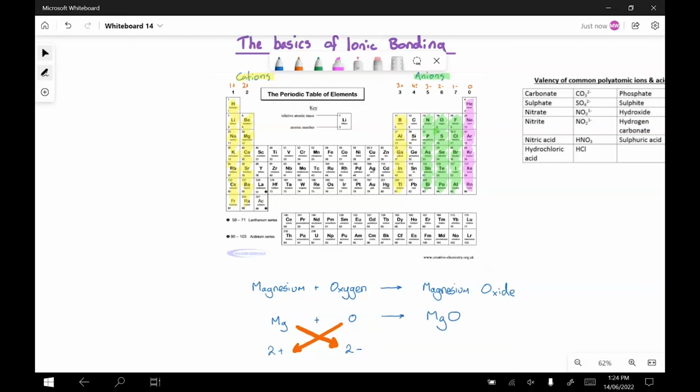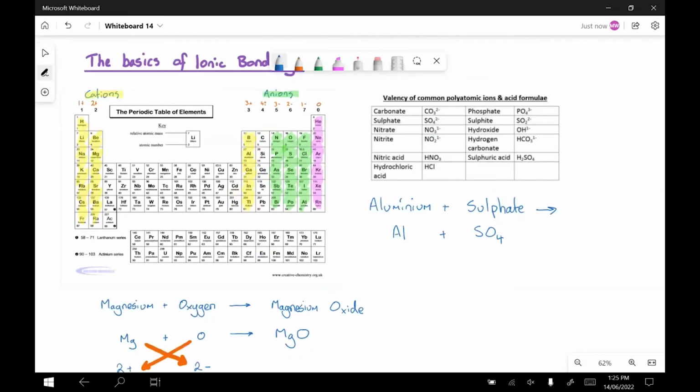Let's have a look at another example. This time we'll have a look at aluminium plus sulfate. Now the first thing that might stand out is that we've got aluminium, which is a nice straight element to try and find in the periodic table. It's sitting over here, but sulfate is not. And it's not the word sulfur, it's sulfate as well.